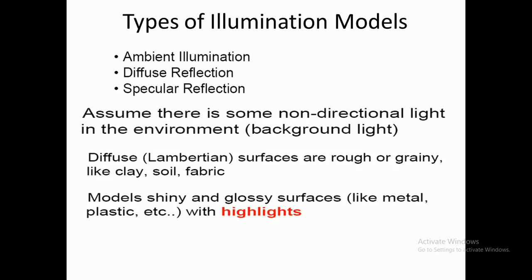That is ambient illumination. Right? Then diffuse reflection. Diffuse surfaces are rough or grainy like clay, soil, fabric. Right? These are clay, soil, fabric. These reflected lights are called diffuse light. Means once light falls directly from the source, like direct sunlight, then the reflection of light in all directions is equal. Always light reflects in all directions in equal amount. The intensity of the reflected light in all directions is equal. That's what diffuse light is. Right?